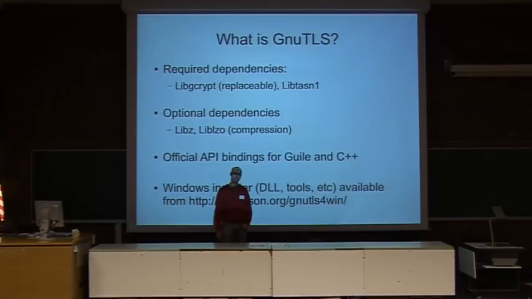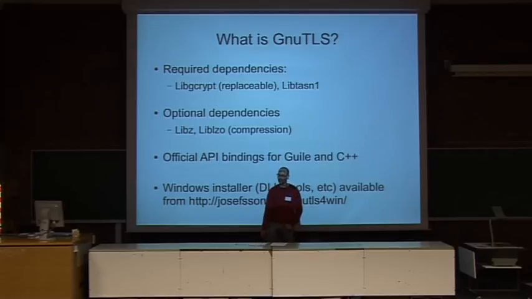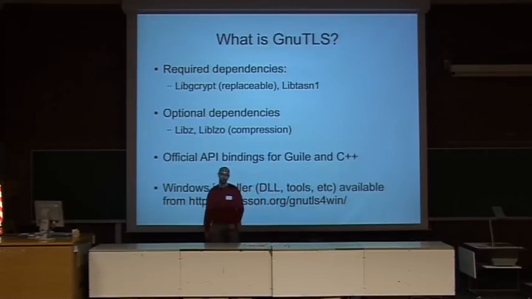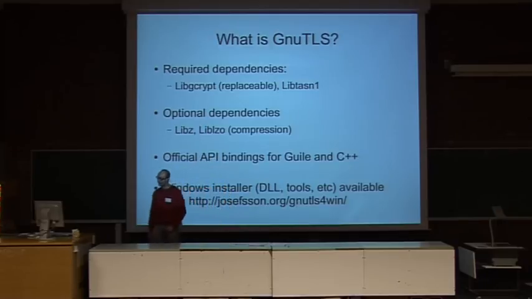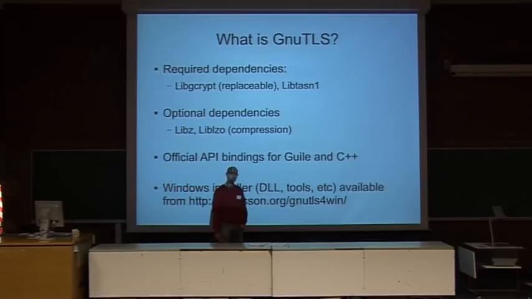There are bindings for Guile, the GNU Lisp extension programming language, and C++. The C++ libraries or wrappers are not heavily used. I haven't seen any large projects use them yet. Hopefully, it will take up. There are some unofficial wrappers like Python as well. I haven't used them myself, but they are out there. As far as I know, there are no Perl bindings, so if anyone here is a Perl hacker, there's a nice project for you.